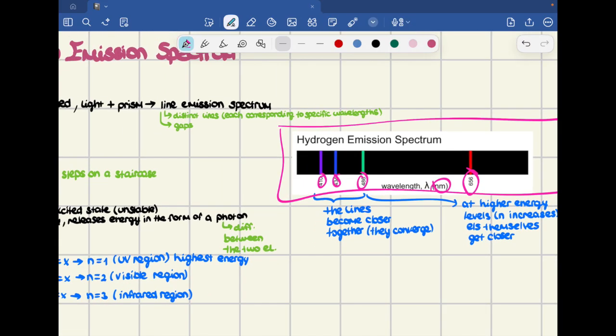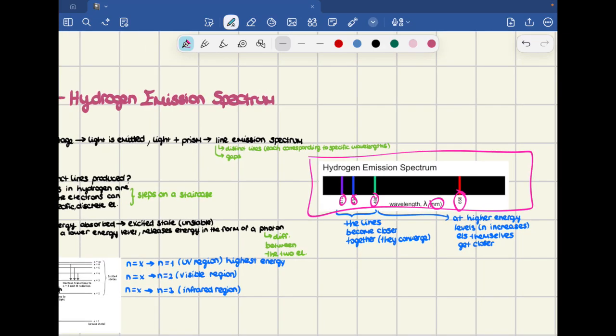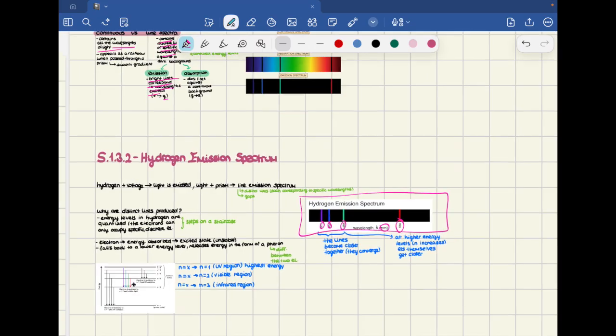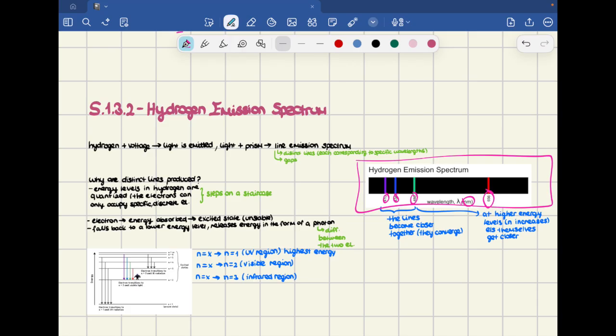So basically, this is what happens when hydrogen is subjected to high voltage, right? And we can see the distinct lines and how there are gaps, right? But how are these distinct lines produced, and why are they produced? We know that the energy levels in hydrogen are quantized, right? And the electrons can only occupy specific discrete energy levels.